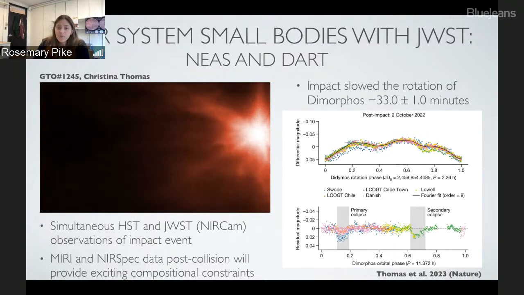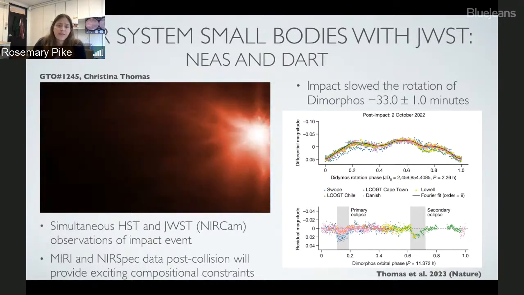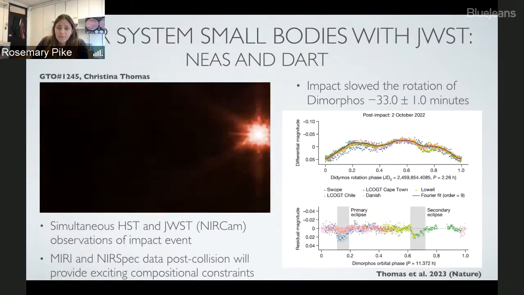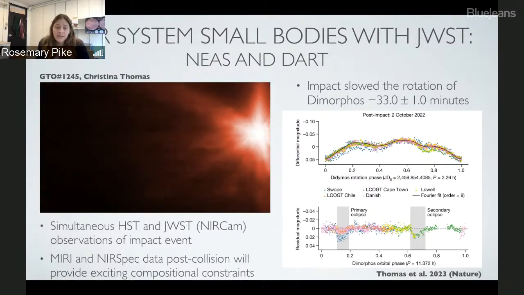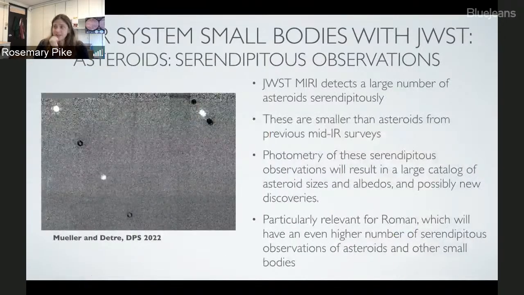And one of the things that's going to be really exciting and forthcoming in the future is the NIRSpec data, MIRI data, which will provide a bunch of information about what the material actually was that was ejected. Because knowing what the material is composed of can help us understand the material strength of these near-Earth objects and how they might respond to impacts in general. So yeah, it's a very exciting near-Earth asteroid.